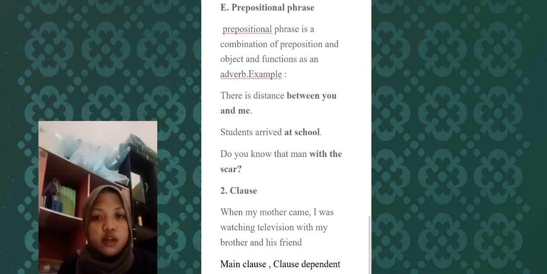Next, prepositional phrase. A prepositional phrase is a combination of a preposition and an object, and it functions as an adverb. Example: "There is distance between you and me." "Students arrive at school." In those sentences, the prepositional phrases are "between you and me" and "at school." Why is it called a prepositional phrase? Because "at" and "between" are prepositions.